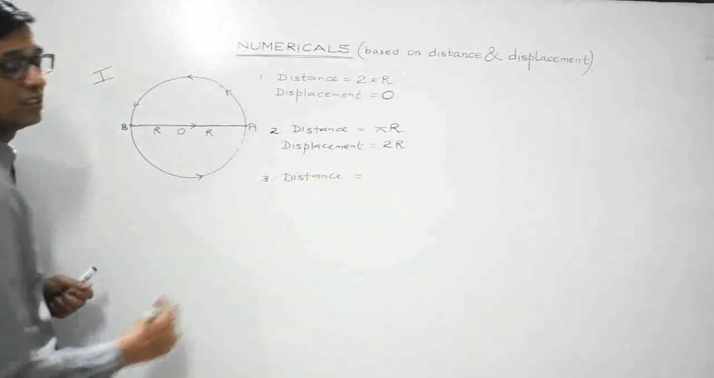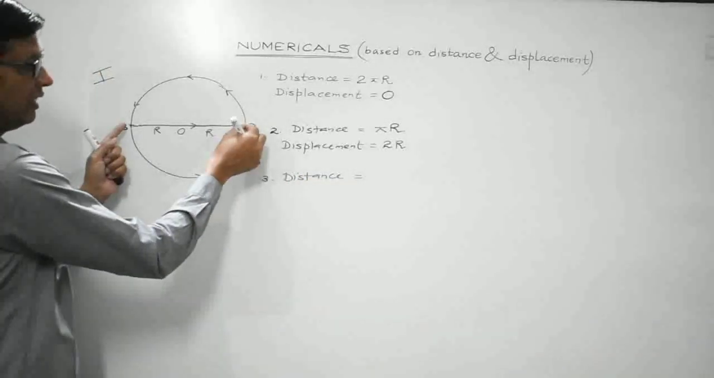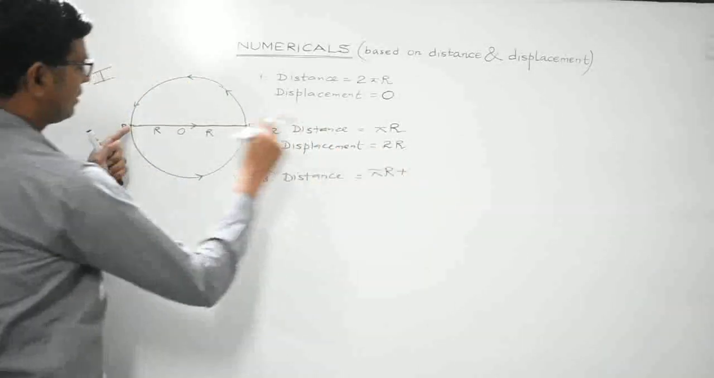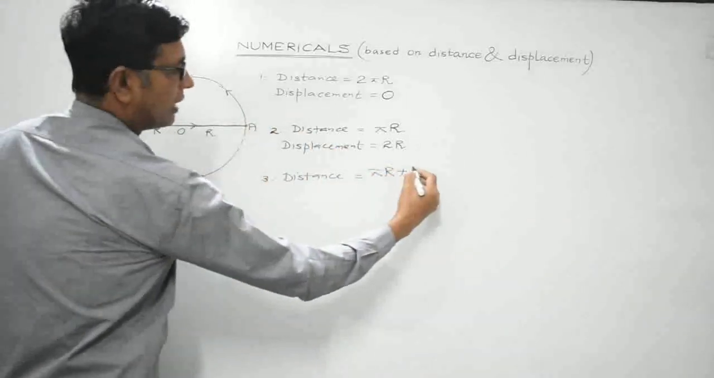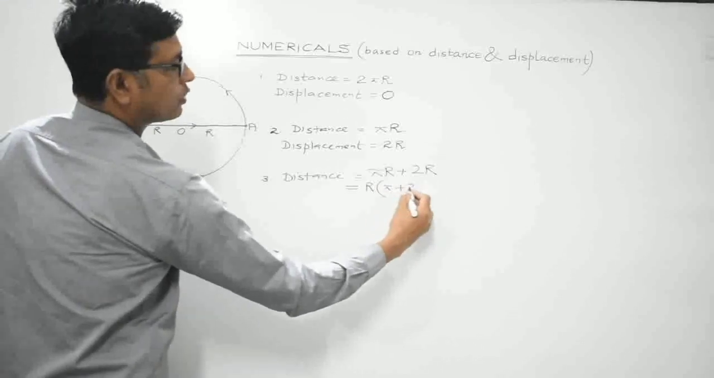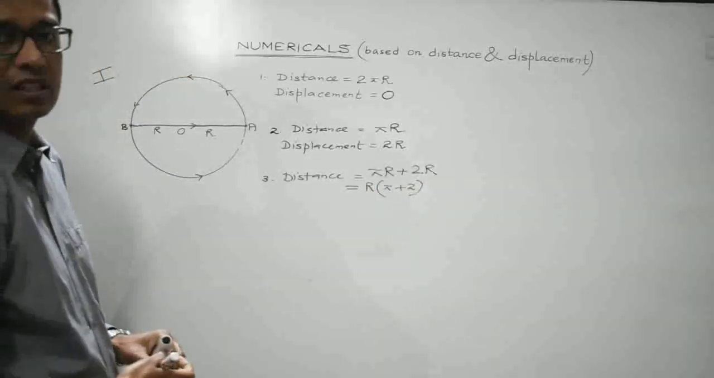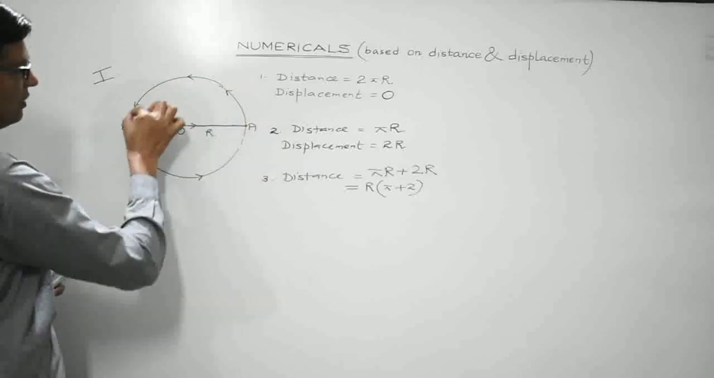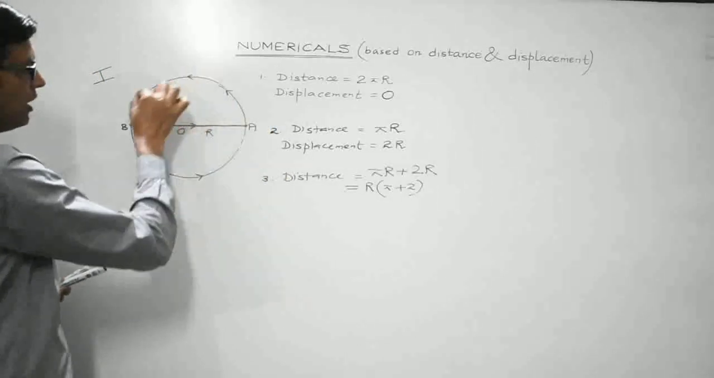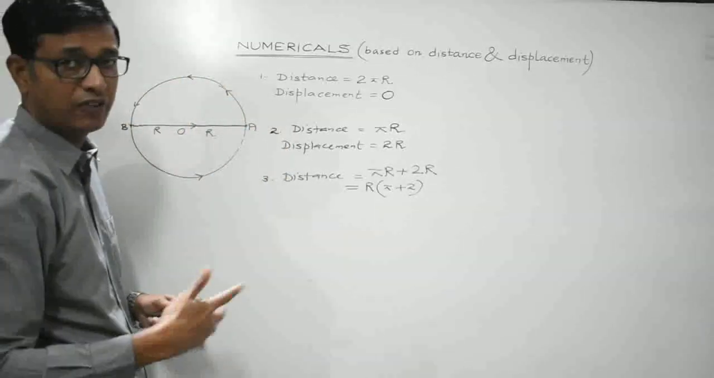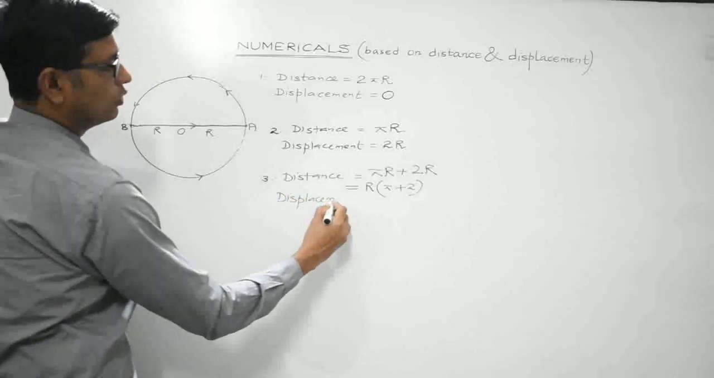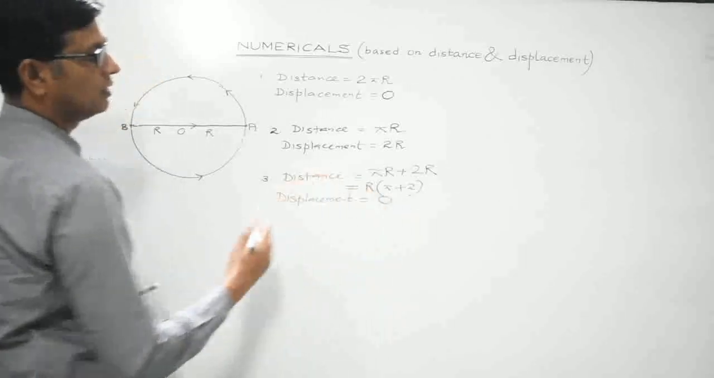In this case, the distance covered by the athlete would be, again, the length of the actual path. It would be equal to pi r plus the length of this path, which is the diameter, equal to 2r. Therefore, r can be taken as common, it would be (pi plus 2) r. So this is the actual distance covered by the athlete when he follows this path, right? What about displacement? Again, the athlete starts from point A and eventually reaches point A. So initial and final position coincide. Therefore, displacement in this case would obviously be 0.